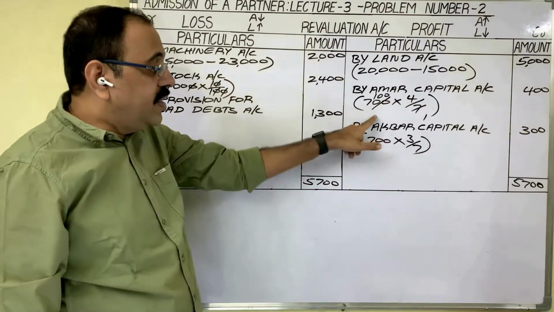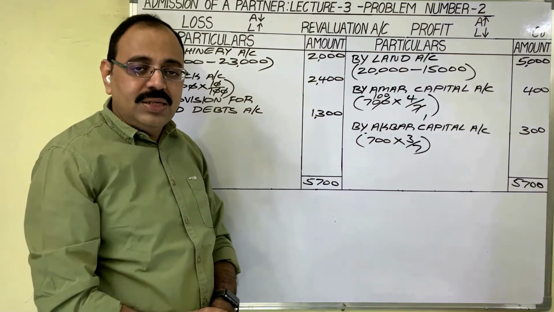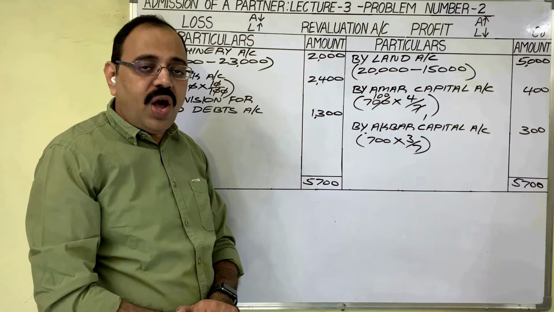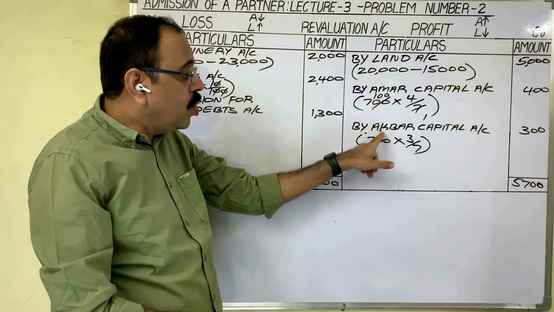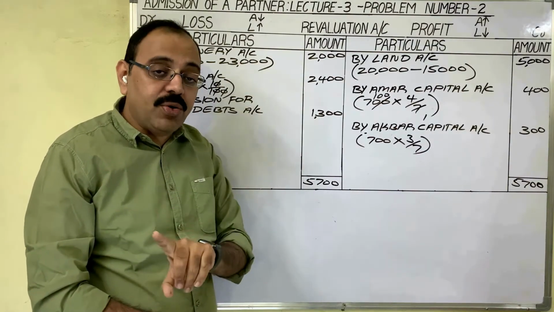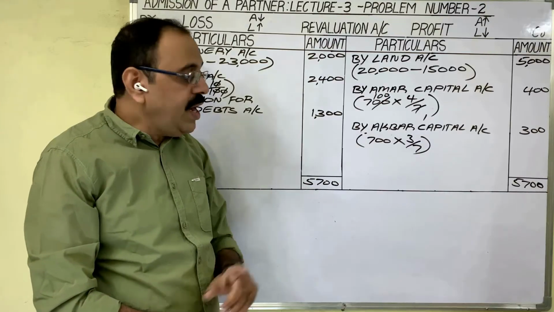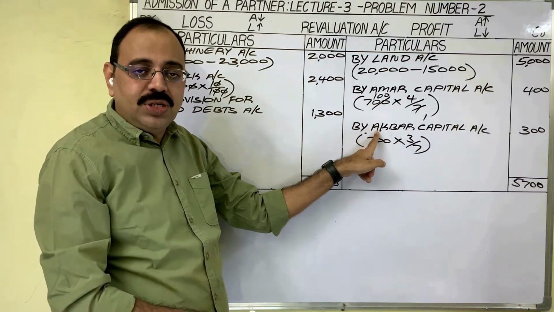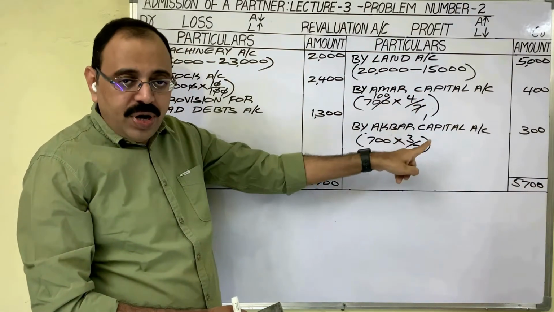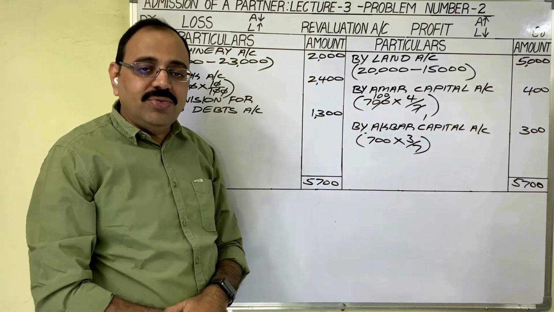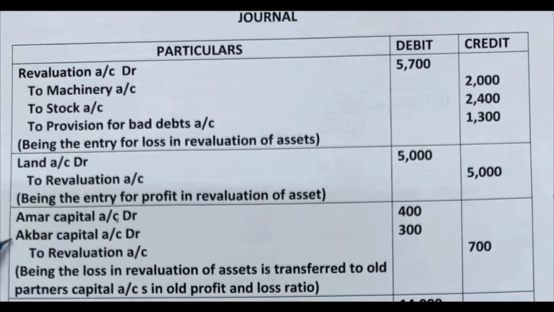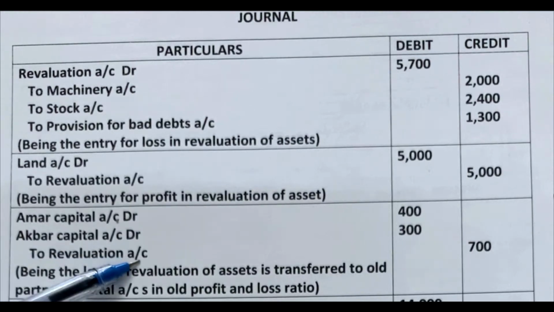If you want to post like this, a reverse entry we have to pass. In case of profit, we used to debit the revaluation account. In case of loss, as these two capitals are shown on the credit side of the revaluation account, we have to credit the revaluation account in the journal entry, and we should debit these two members' capital accounts. So the entry is: Amar capital account debit, Akbar capital account debit, to revaluation account. This is the entry for revaluation loss.